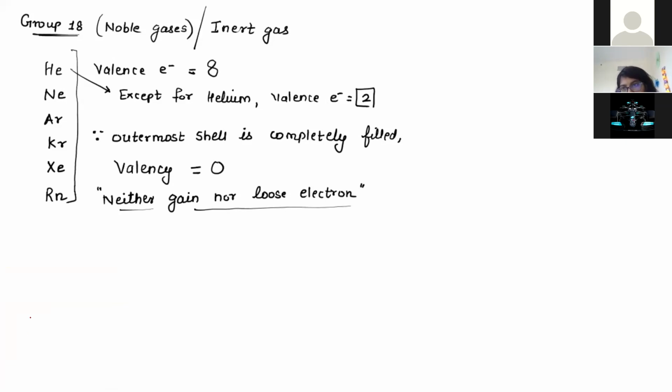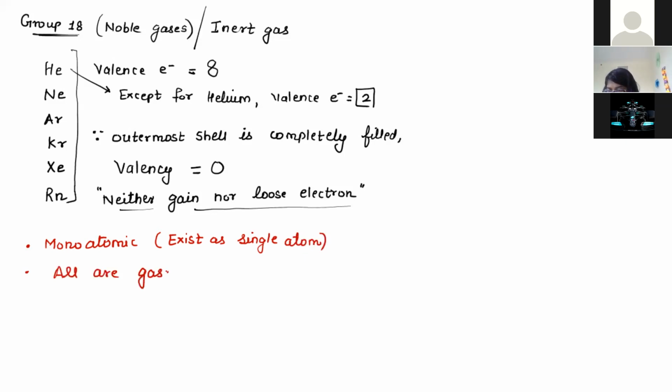All noble gases are monoatomic. Monoatomic means they exist as a single atom. They are all gases.